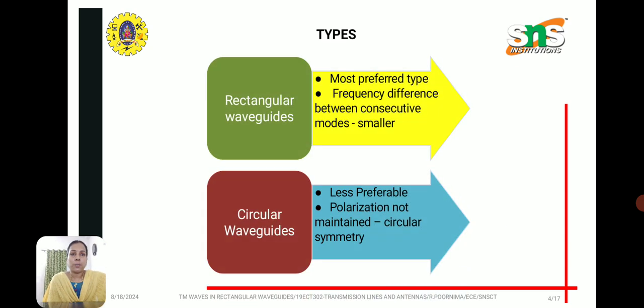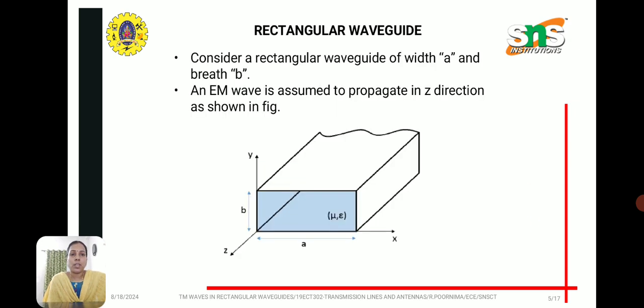Next we can see the types of waveguides: rectangular waveguides and circular waveguides. Rectangular waveguides are the most preferred, and the frequency difference between consecutive modes is smaller. Circular waveguides are less preferable because the polarization is not maintained with circular symmetry. So we can analyze the rectangular waveguide. Here the rectangular waveguide of width a and breadth b is shown in this diagram. An electromagnetic wave is assumed to propagate in the Z direction, as given in this picture.